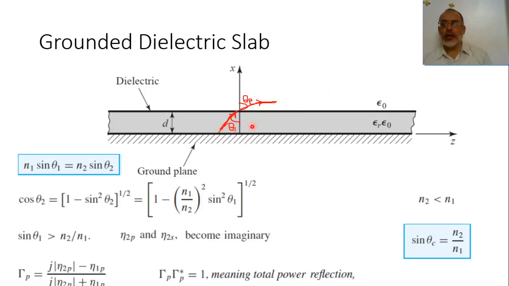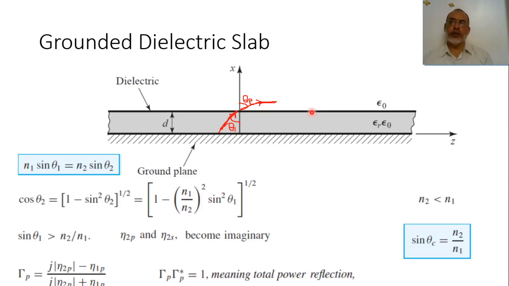So the wave is guided along the dielectric slab. In this case, the electromagnetic waves are located at the interface, or at the surface, between the dielectric medium and the free space and cannot penetrate into the free space. So we call these waves surface waves.